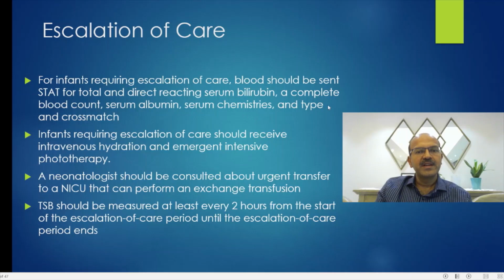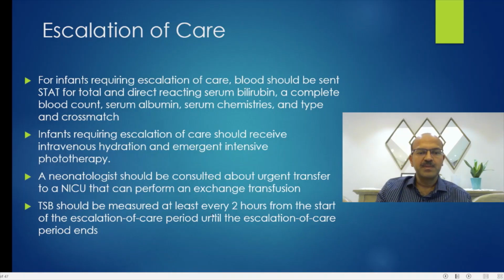For infants requiring escalation of care, blood should be sent stat for total and direct reacting serum bilirubin, complete blood count, serum albumin to put them in the risk group, the rest of the serum chemistries, and type and cross match for the exchange preparation. Infants requiring escalation of care should receive IV hydration and emergent intensive phototherapy, and neonatologists should be consulted, with urgent transfer to a unit with an ICU if you don't have that facility yourself.